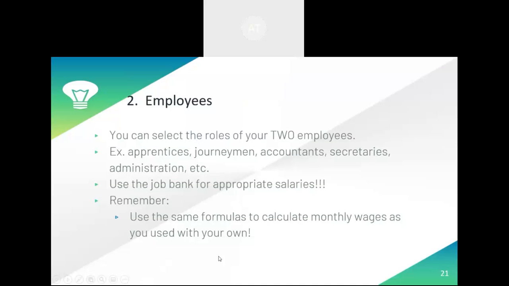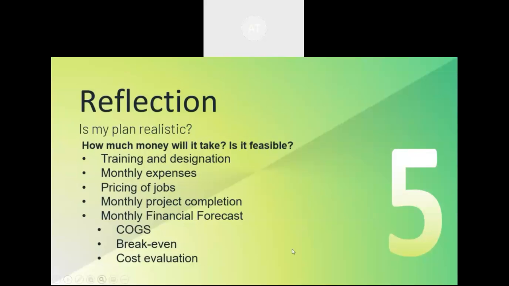In this costing of a business scenario, students are asked to consider 2 employees that they would need to run their business. Some examples are given, and then a prompt to go to the Job Bank to find appropriate salaries. And then you can use the same formulas as before to figure out those costs. Similar instructions are given for WSIB and CPP in the teacher resources.